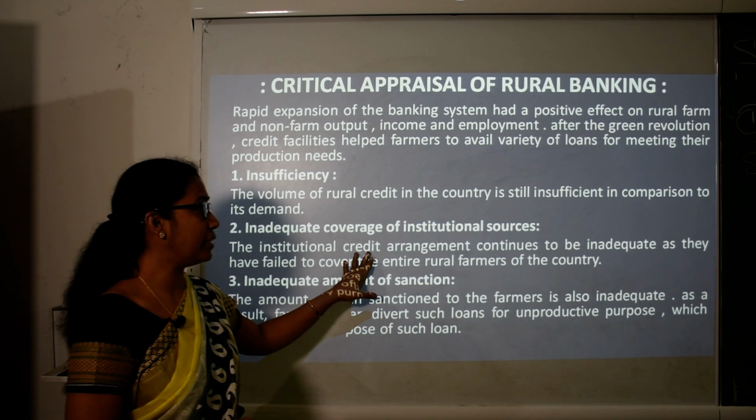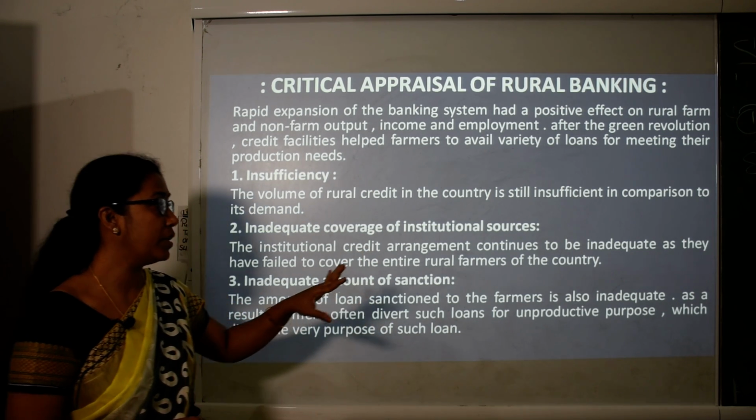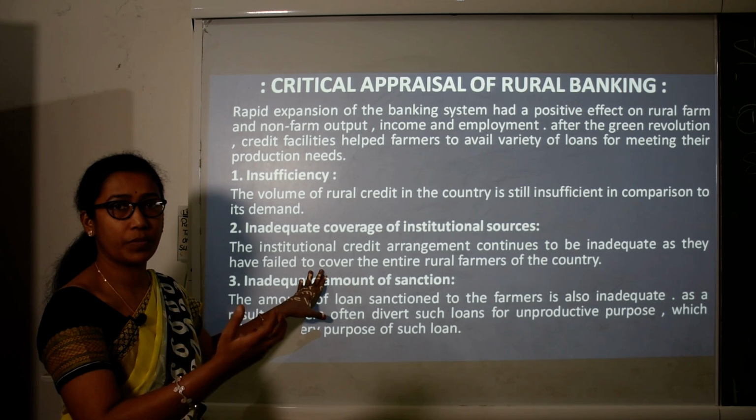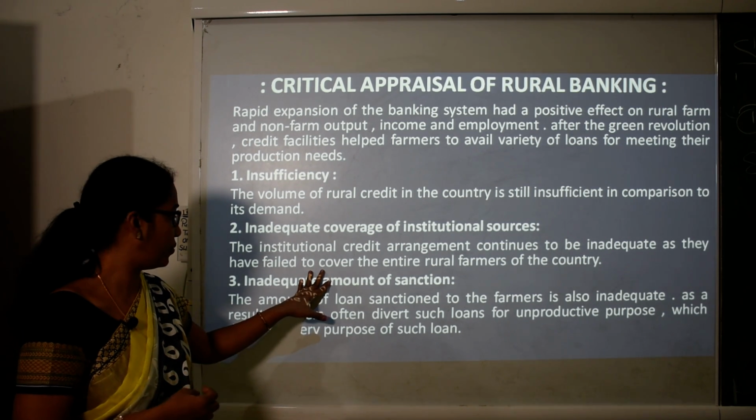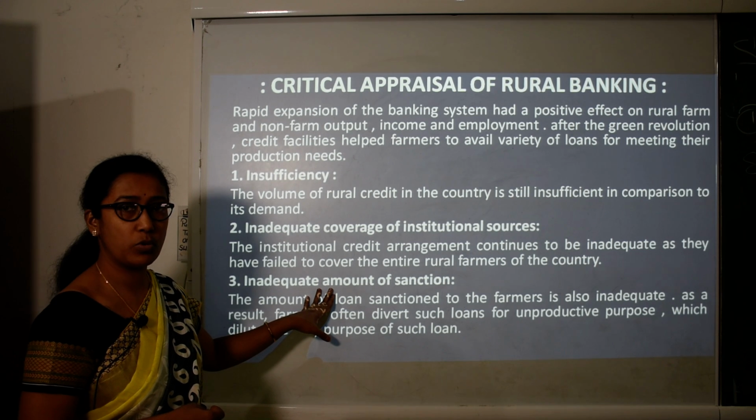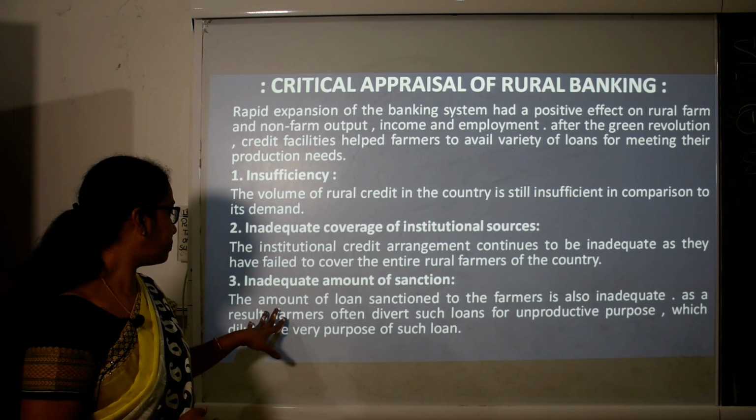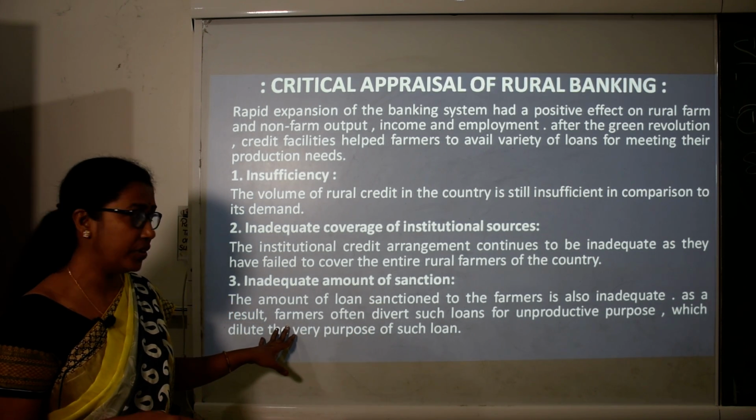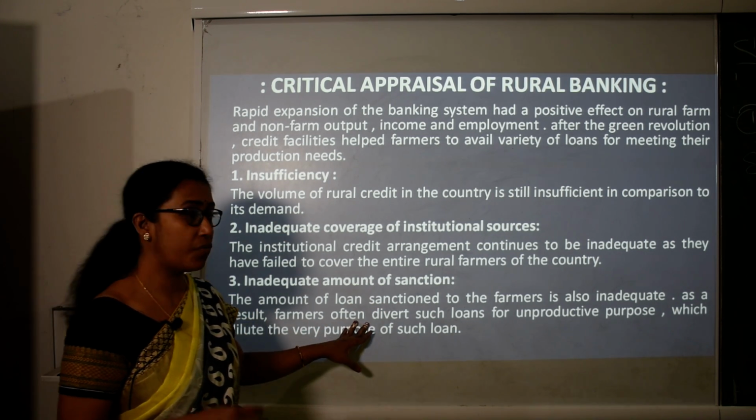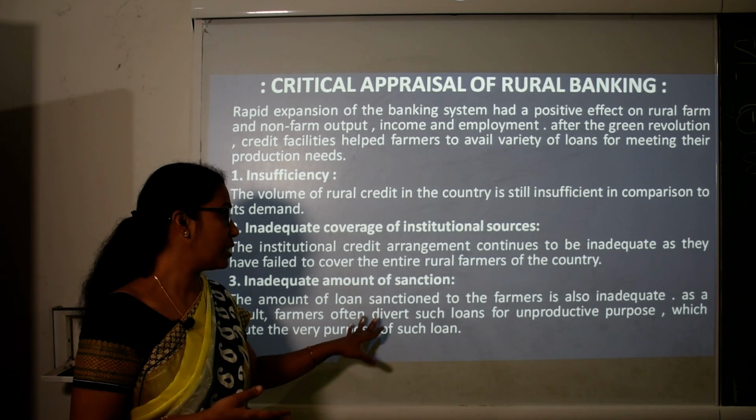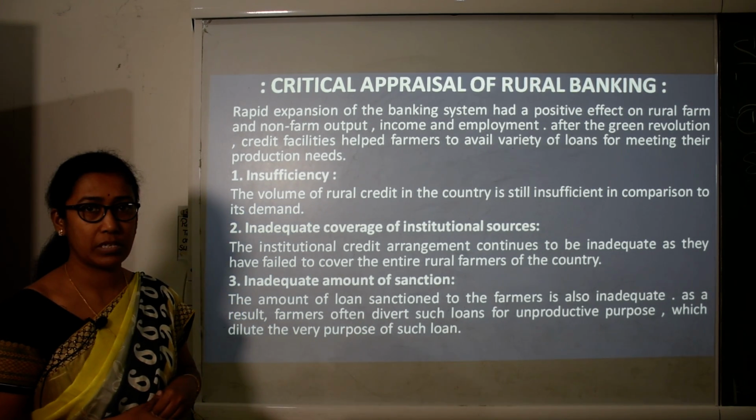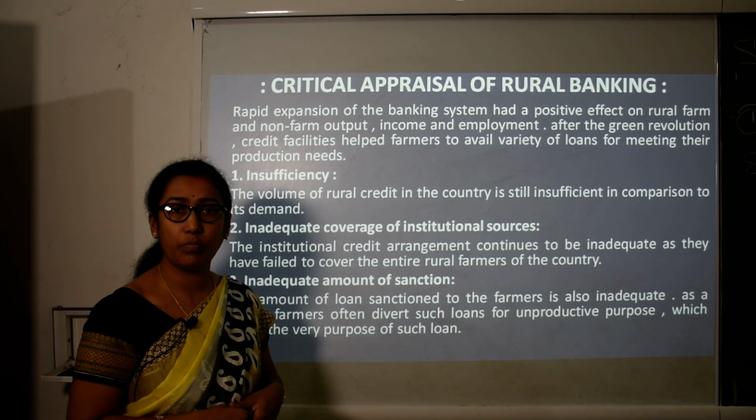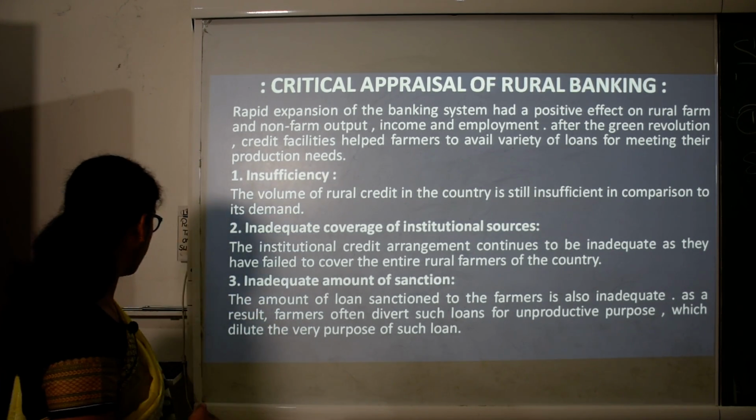The institutional credit arrangement continues to be inadequate or insufficient, as it has failed to cover the entire rural population or farmers of the country. Third is the inadequate amount of sanctioning of loans. The amount of loan sanctioned to farmers is also not sufficient. As a result, farmers often divert such loans to unproductive purposes, not for agriculture or productive purposes, which dilutes the very purpose of such loans.